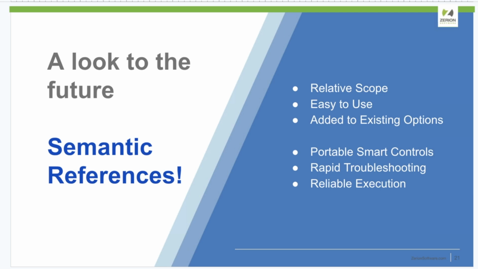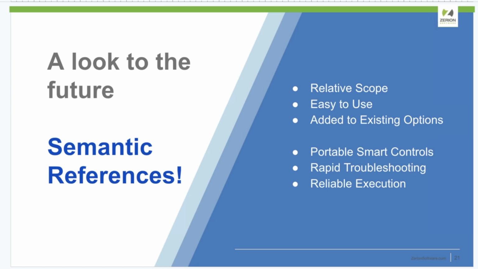Having these semantic references that are relative in scope are going to allow you to look at the reference and immediately go, oh, I know where this field is. And then the last thing here is this reliable execution. It's going to take all the best parts of that full form path and then merge it with the ease of use of the easy references.